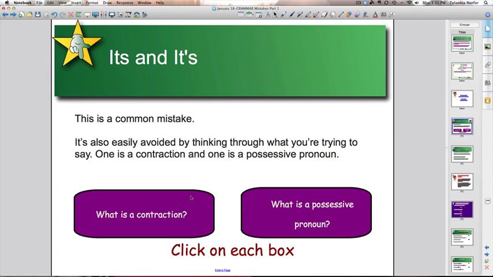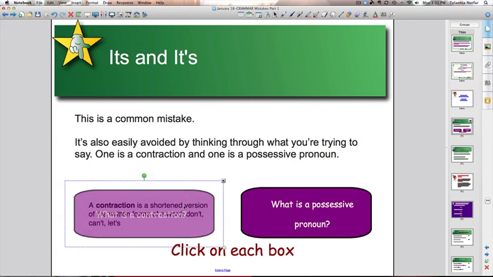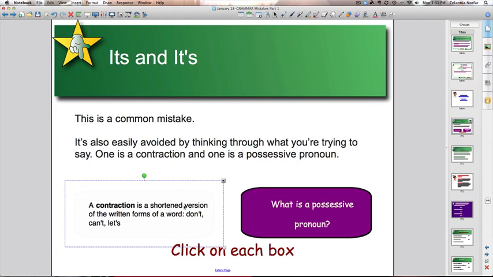Okay, let's click on each box. What is a contraction? A contraction is a shortened version of the written form of a word. Don't, can't, let's. Remember, don't is short for do not. Can't is a shortened version of cannot. And let's is a shortened version of let us. Well, what is a possessive pronoun?